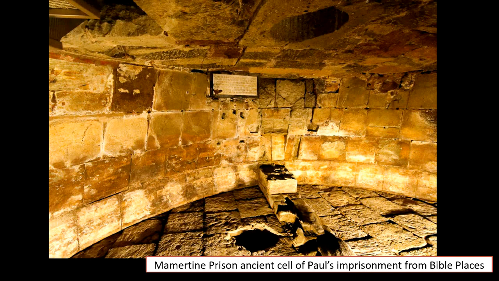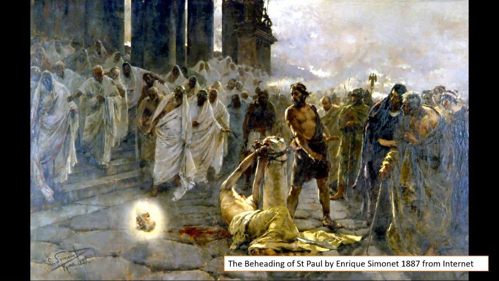Now, how was Paul executed? Being a Roman citizen, he couldn't be crucified in the same way that Peter was, or the same way that Jesus was, or the same way that some of the other apostles were. That was reserved for people that were not citizens. If you were a citizen, you got a quick death. And so this painting by Enrique Simonet basically shows Paul's beheading. He had his head cut off.